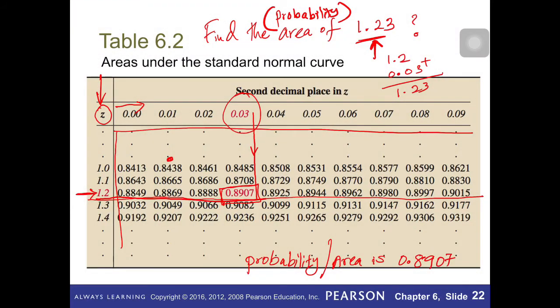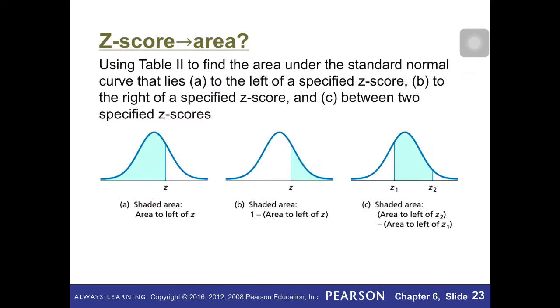Let's go back to our work. Z score. I told you we are dealing with the Z score, with the standard normal distribution. So using table 2, we need to find the area. Here we have mentioned 3 ways how we find this area.